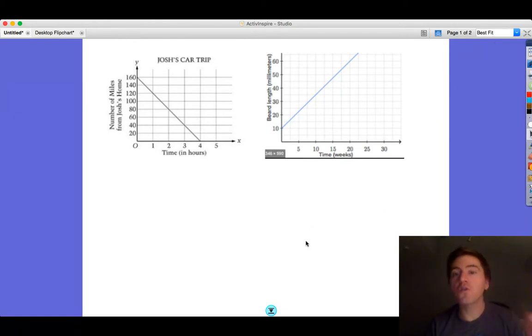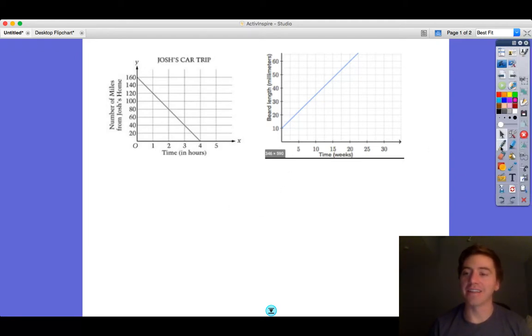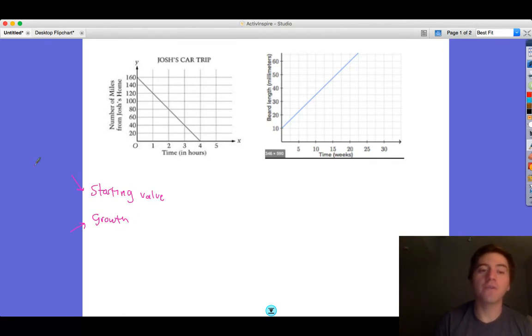There's two things we really have to consider when we're looking at it, and it's the same two things we've been dealing with this whole time with linear equations: the starting value and the growth. Starting value, we can find as the y-intercept on the graph. The growth, we can find as the slope on the graph, and it's going to be the rate of change in this case. A slope is how things are changing. So we're going to consider these two things here.